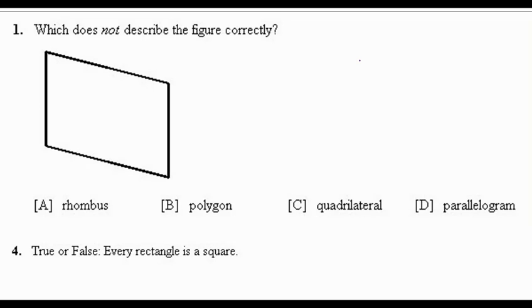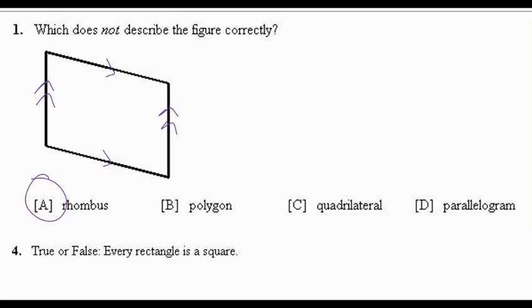Is this a polygon? Yeah, it's a polygon. It's got straight sides, and it's an enclosed figure. So it's a polygon. Is it a quadrilateral? A quadrilateral just needs to have 4 sides. So yes, it's a quadrilateral. And finally, D, is it a parallelogram? Well, the top and bottom are parallel. Left and right are parallel. So yes, it's a parallelogram. So the only one this is not is a rhombus. And it's not a rhombus because it doesn't have 4 equal sides.